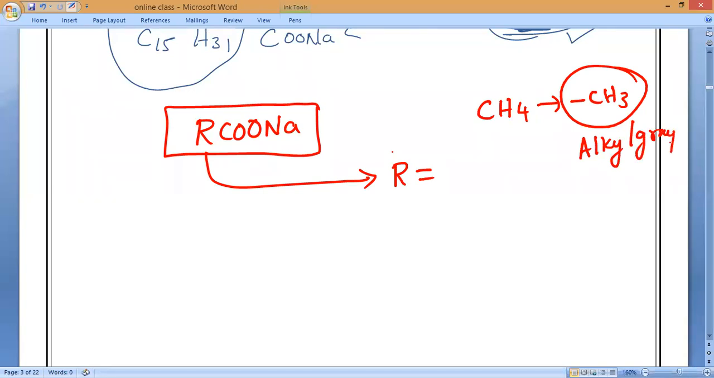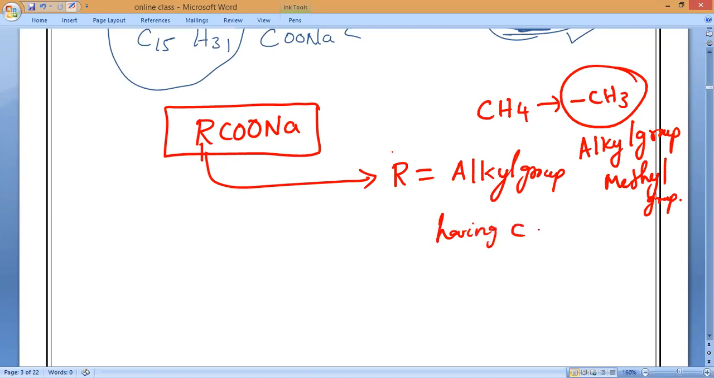Alkyl, yes, alkyl group. What is the name of this group? Methyl. Methyl group. Okay, here this R indicates an alkyl group, an alkyl group having carbon from 15 to 17.